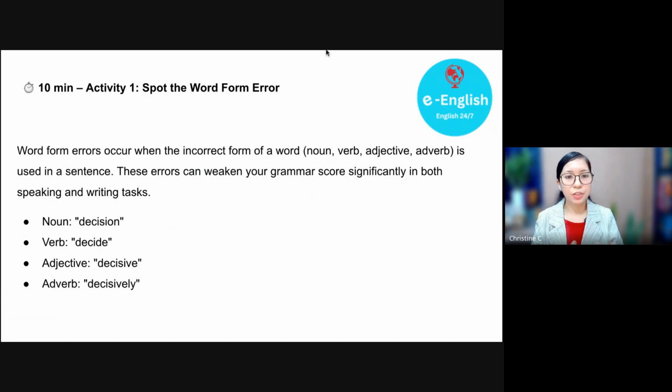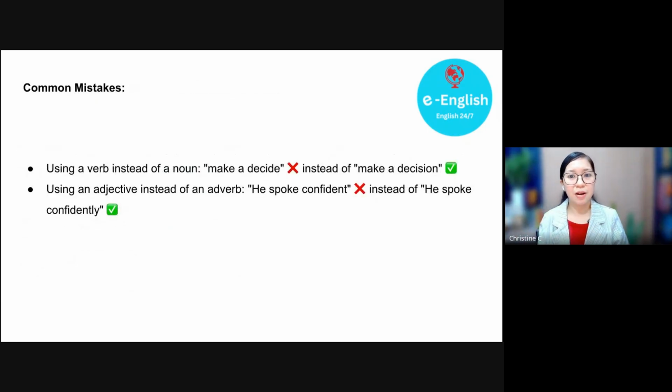So any questions? Do we all understand the function of a noun? A noun names, a verb is about action, right? An adjective is describing, and an adverb modifies a verb or another adverb in a sentence. So what are the common mistakes?